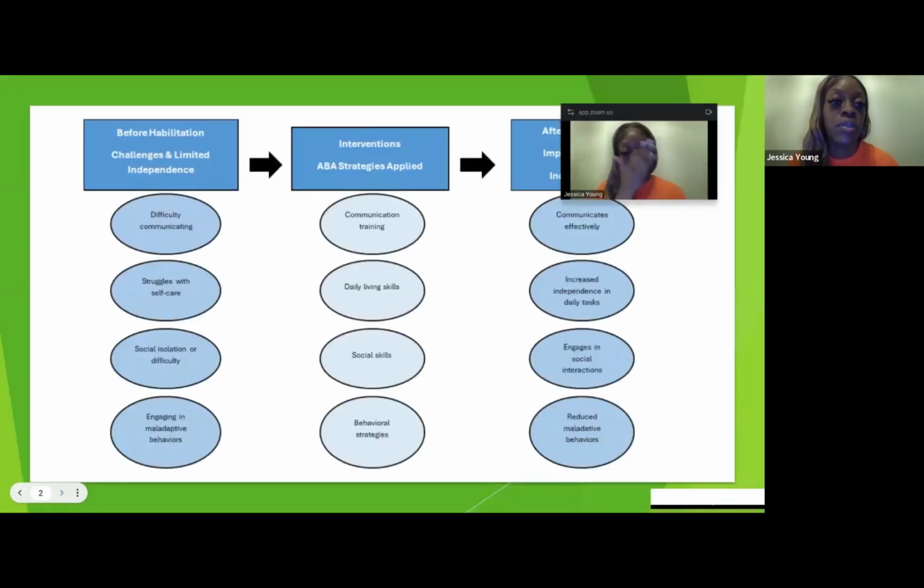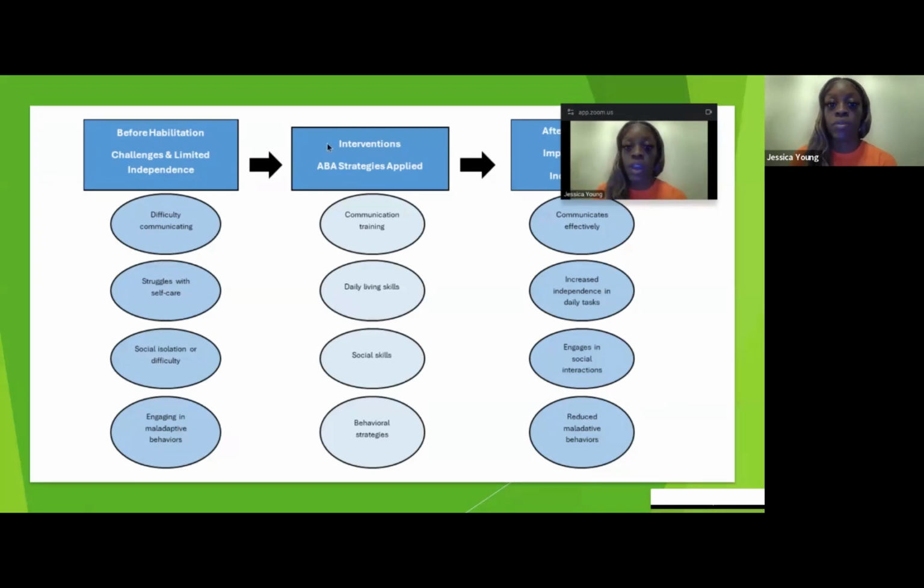Here we have what a client is like before habilitation, during interventions, and after habilitation. Before habilitation, challenges and limited independence are present. They have difficulty communicating. They struggle with self-care, have social isolation, and engage in maladaptive behaviors.